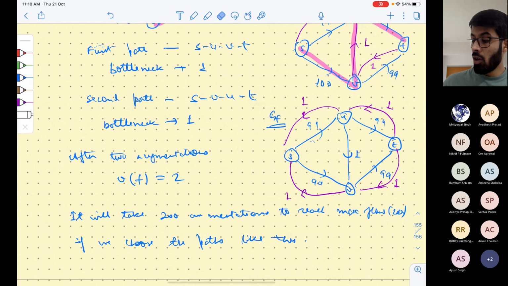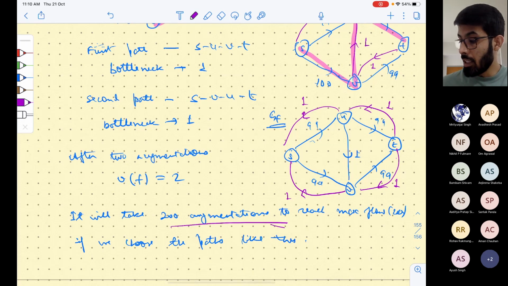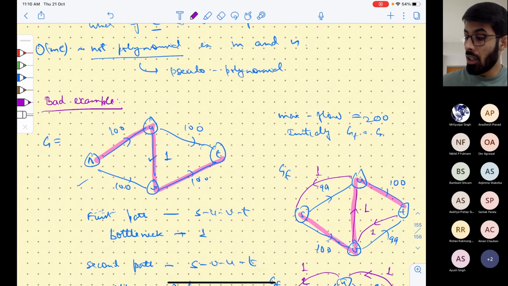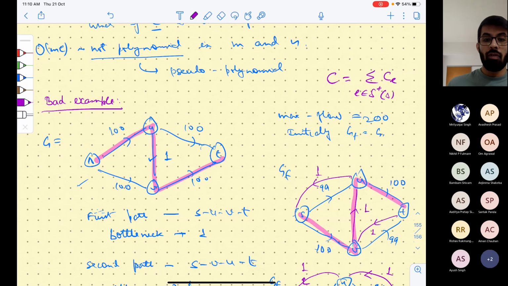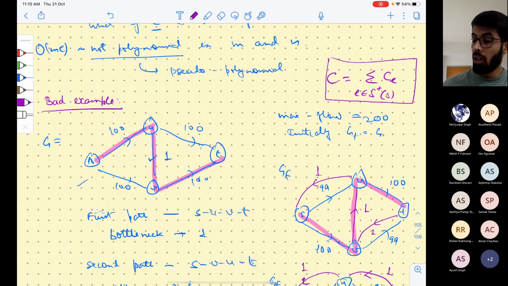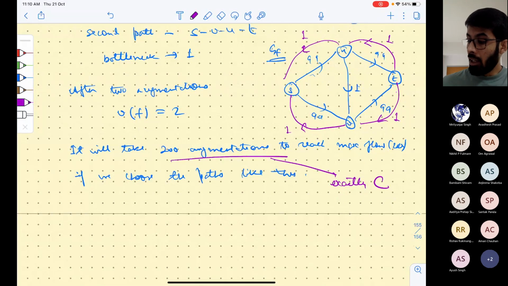Right? And 200 augmentations is exactly C. So actually, what is capital C? Let's just remind ourselves. Capital C is the summation of c(e) over e belonging to delta plus of S. So you take whatever edges are coming out of S and then you sum their capacities up. That's what C is. Okay, good. So this is exactly C now. That means it can take C many iterations, which might be very bad if C is very large, right? So we want to avoid that.